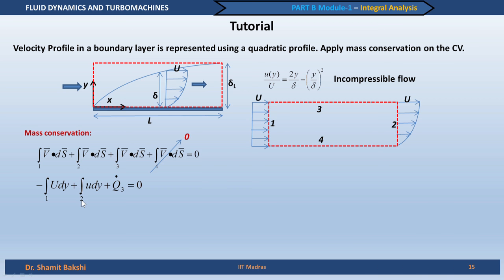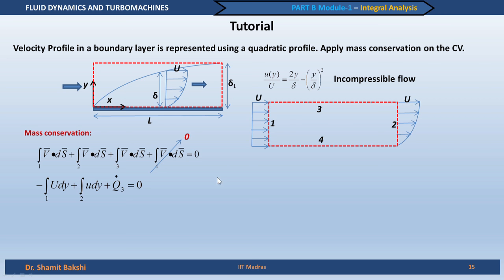integral over the control surface 2 of u dy. So, this again will be positive, because the direction of the velocity is the same as the direction of the area vector, which is perpendicular to this surface. So, this remains positive, and we have written small u here, indicating this is a velocity profile, not a constant velocity, whereas in this case this is capital U, which is a constant.